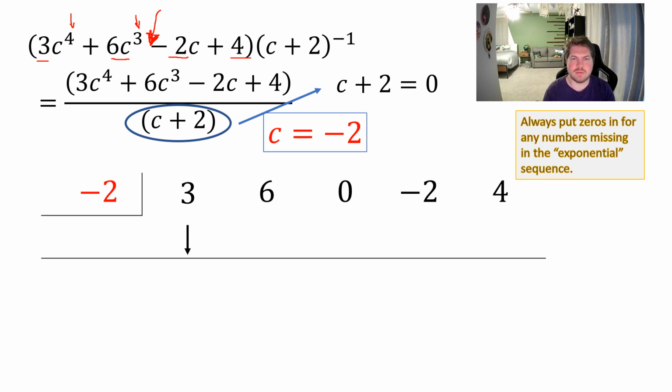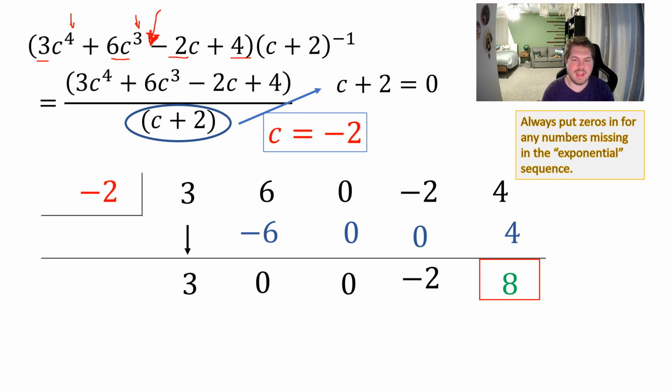All right, and then the rest is the same way we've been doing it. Always bring your first one down, and then multiply, add. So in this case, 0. Multiply, 0. Add, 0. Multiply, 0. Add, negative 2. Multiply, 4. Add, 8. And then it's going to follow the sequence just one less.